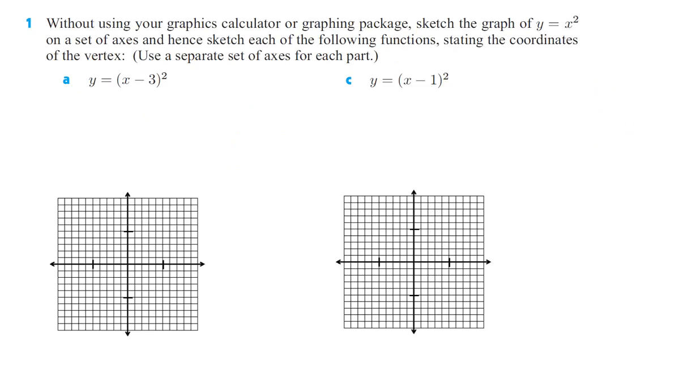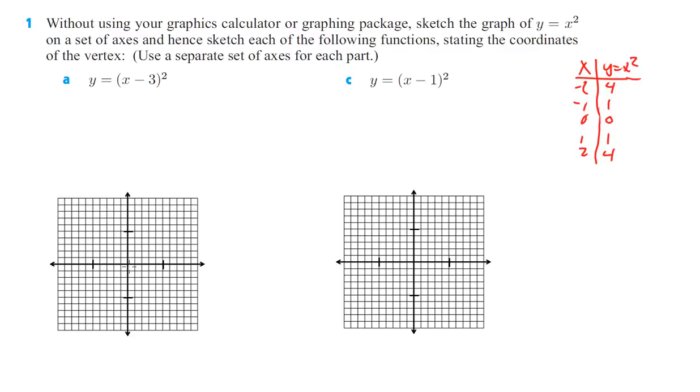Now we're going to sketch the graph of y equals x squared on a set of axes and then sketch these. Again, we're going to copy down our t-chart for y equals x squared from the previous problem, -2, -1, 0, 1, and 2. We knew those are 4, 1, 0, 1, and 4, since -2 squared is 4, and so forth.